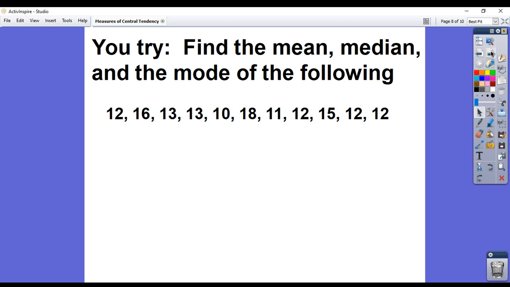Right. So here is one last example, and I'd like you all to pause the video after I read the directions and find the mean, median, and mode of this set of data. After you're finished, unpause the video, and I will go over the answers to see if you got them correct.